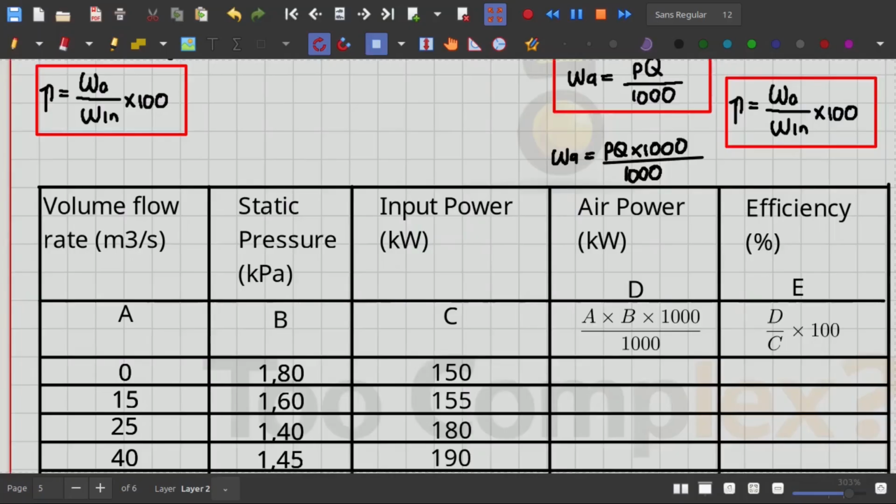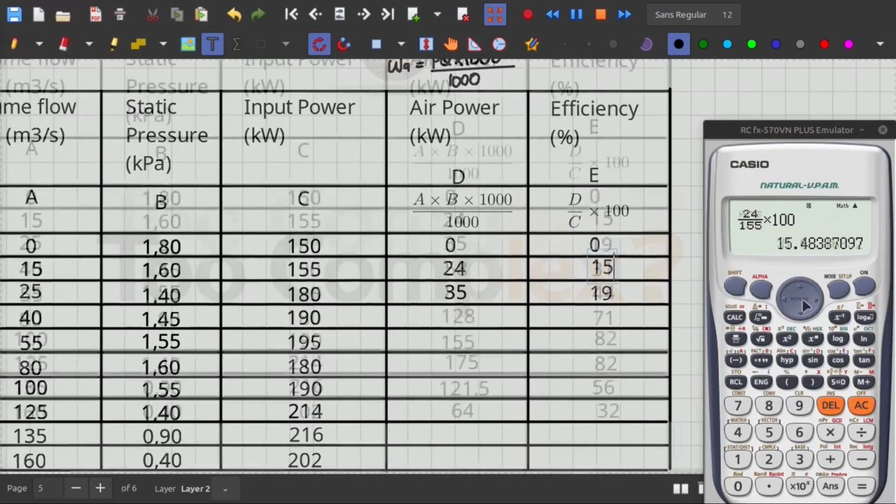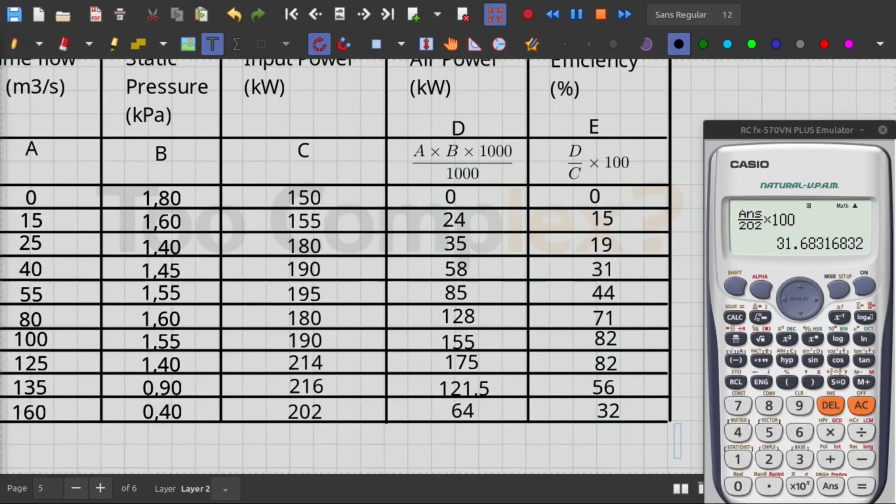Secondly, we have the efficiency, which we also established will be our air power, which is D, over our input power, which is C, multiplied by 100. That's our next equation. We can do the first two, and I will fill in the rest of the table, and then we will meet in a second. Alright, so that's what we get.